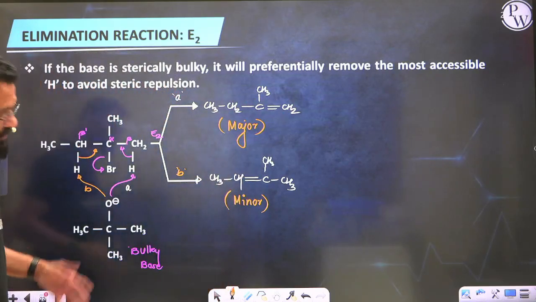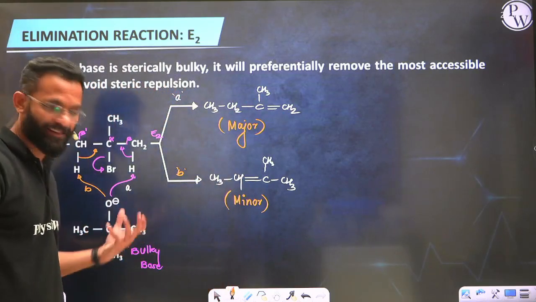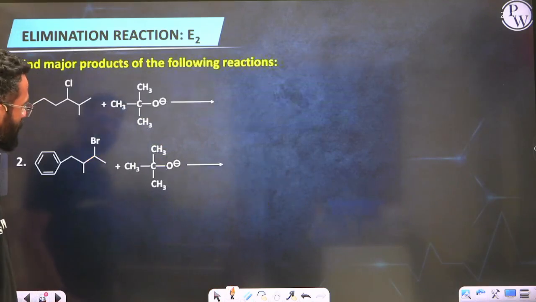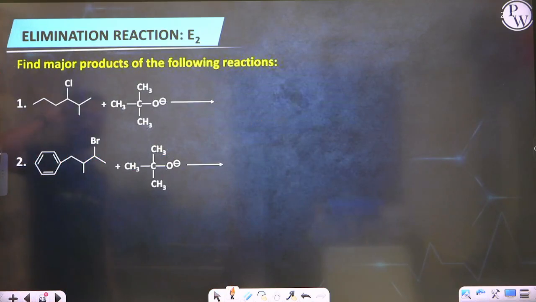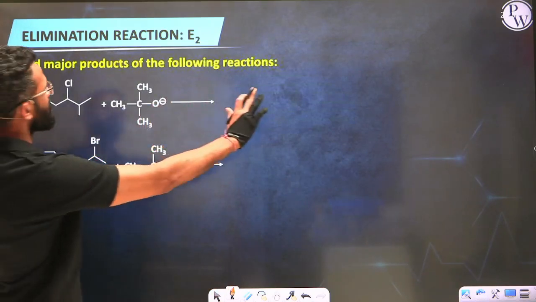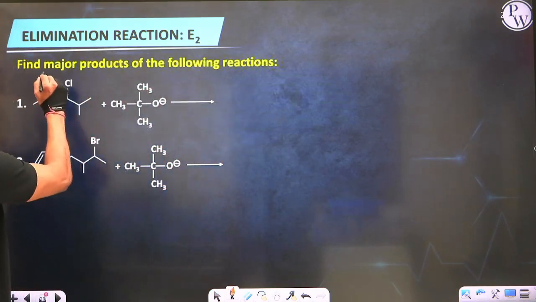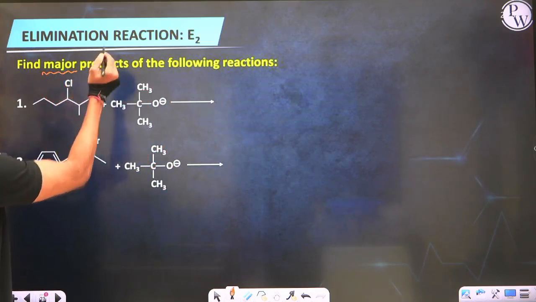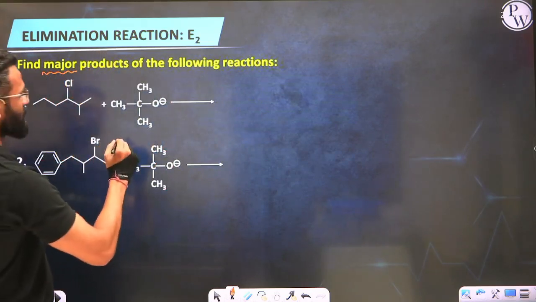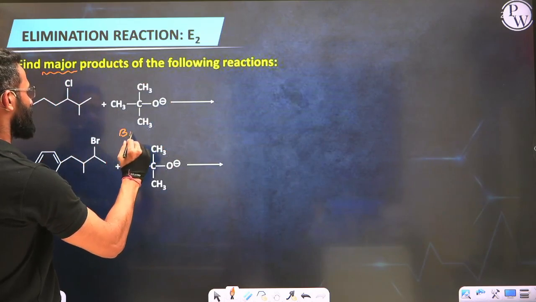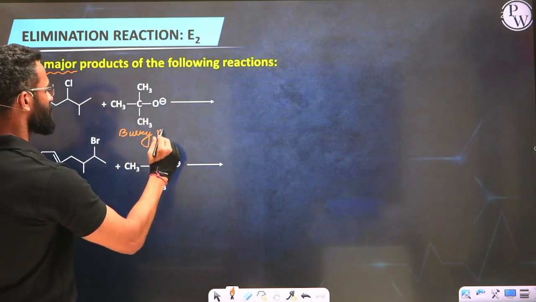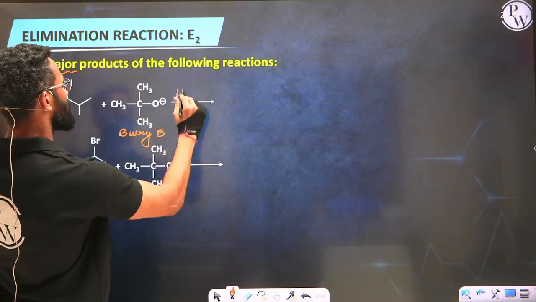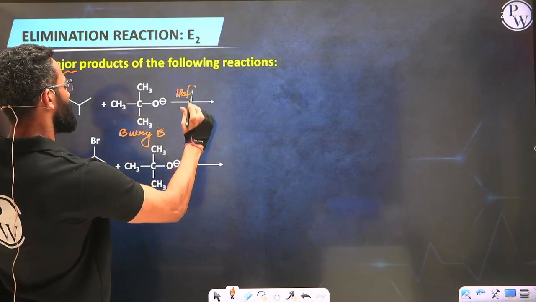Alright everyone, so that was the condition when the base is bulkier. The second condition is when you have poor leaving groups such as F. Okay, before that let's solve some questions here. So simply now you have to write down the major product. We'll be writing only the major product. So what will you do? You will look at the base, which is bulkier. If this is a bulky base, then you're going to carry out Hofmann elimination.